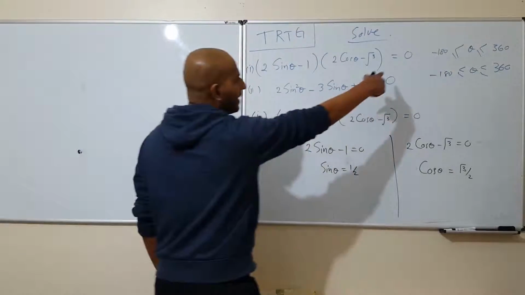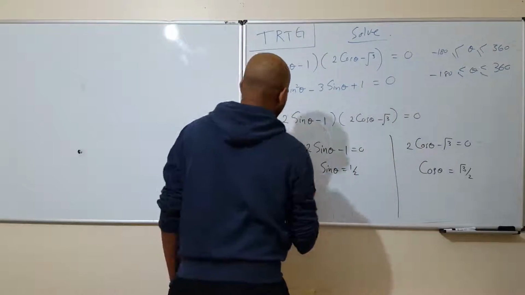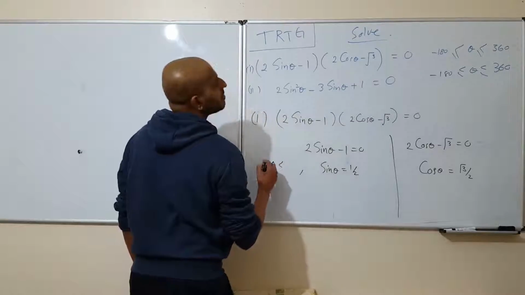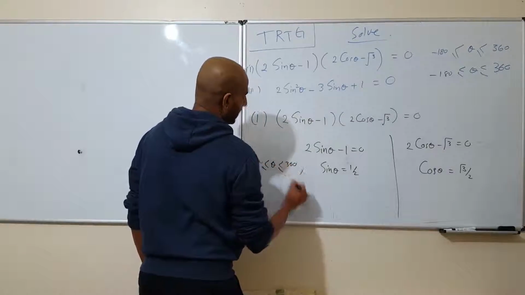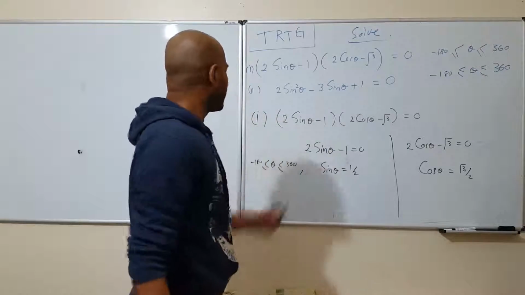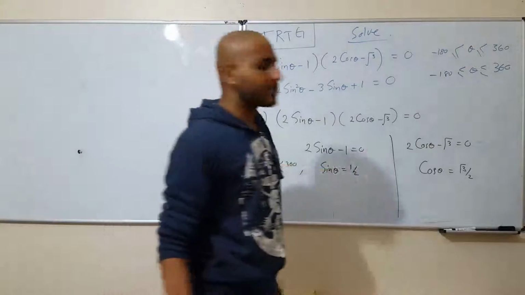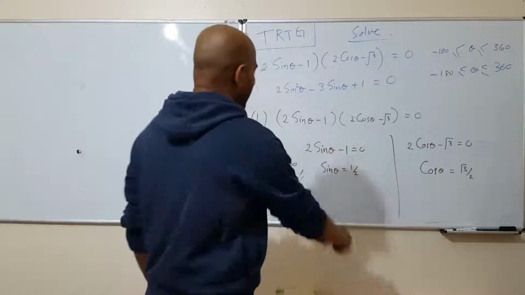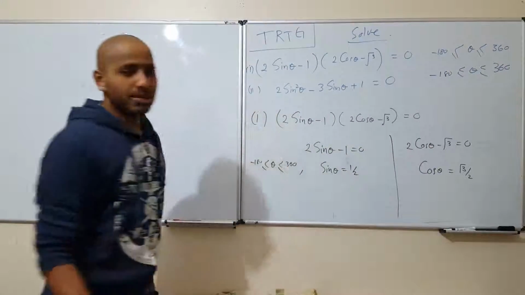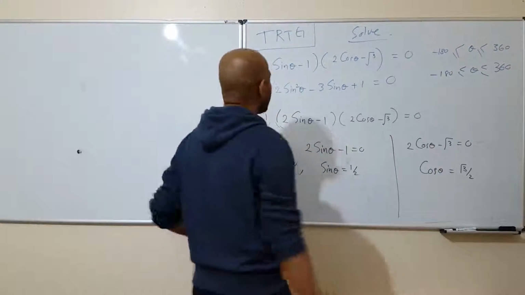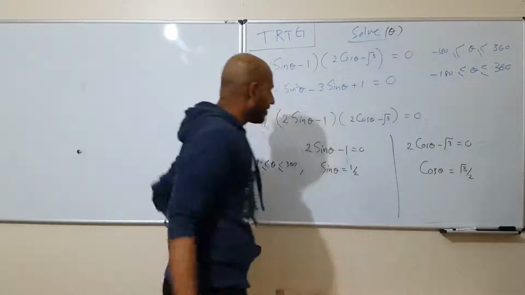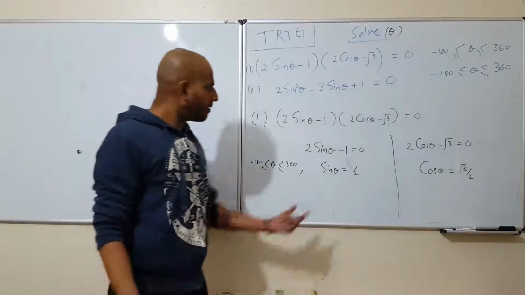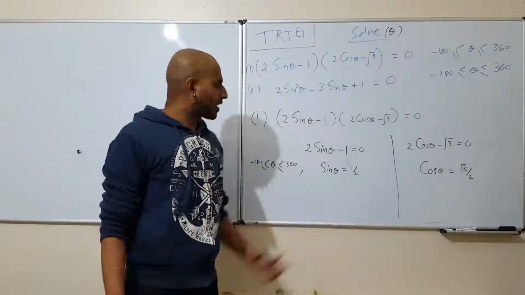Now, as we know, the ranges are given. Theta should be in the range of minus 180 to 360. We can solve both of them by sketching cos and sine graphs. So it's like we have two separate questions now to find theta. Solve for theta, we are looking at the value of theta. So what would you do? Let's take this first: sine theta equals half.